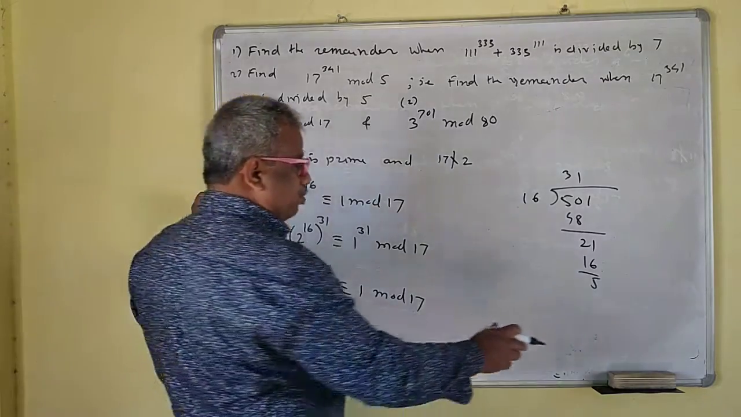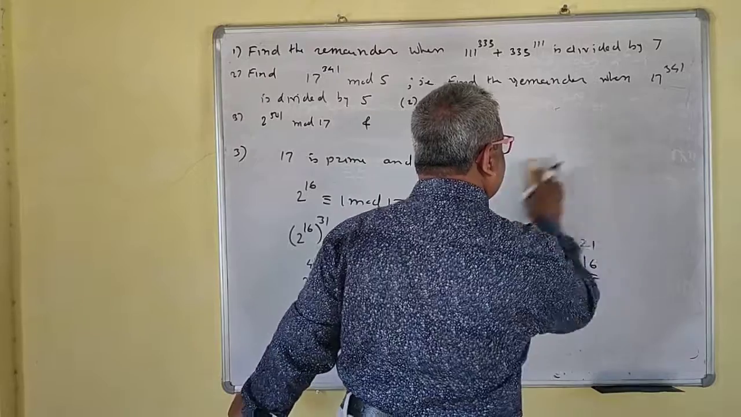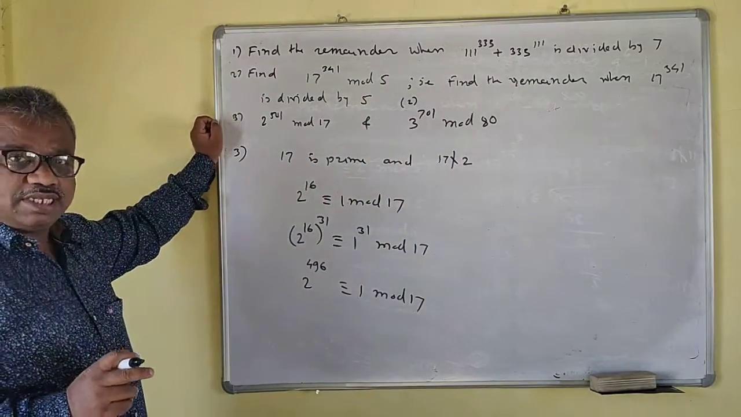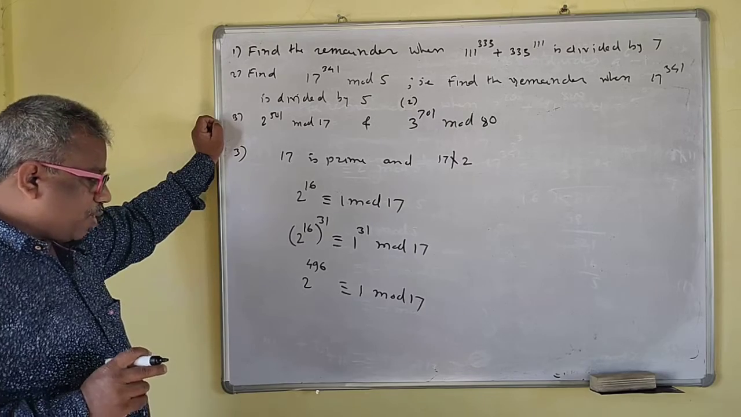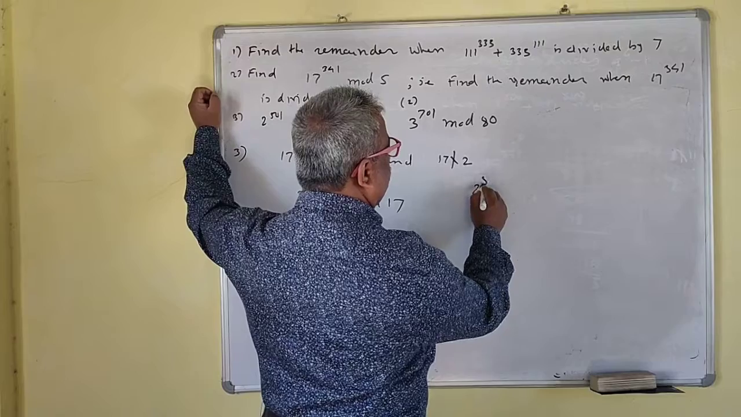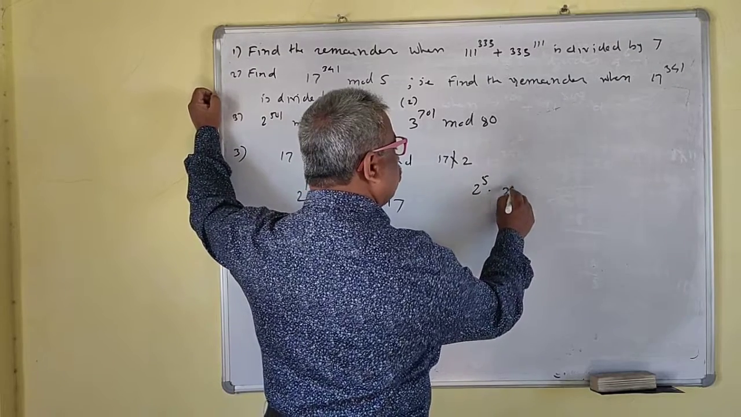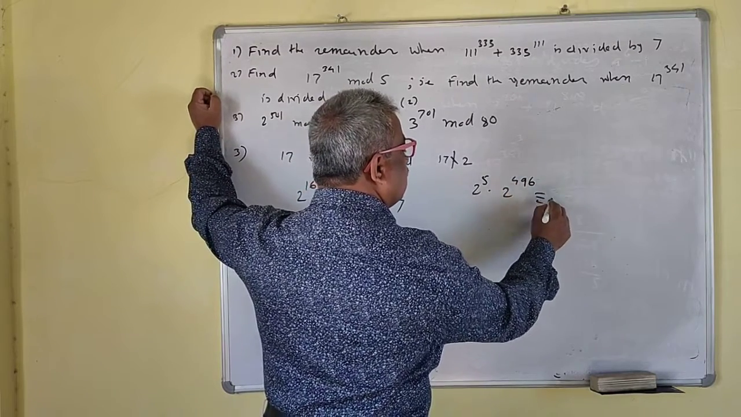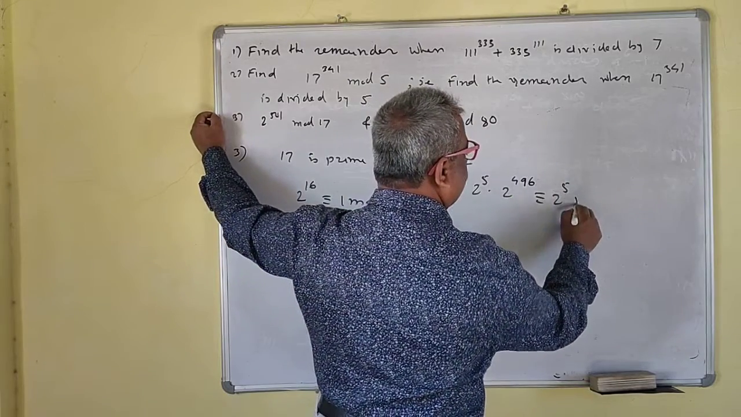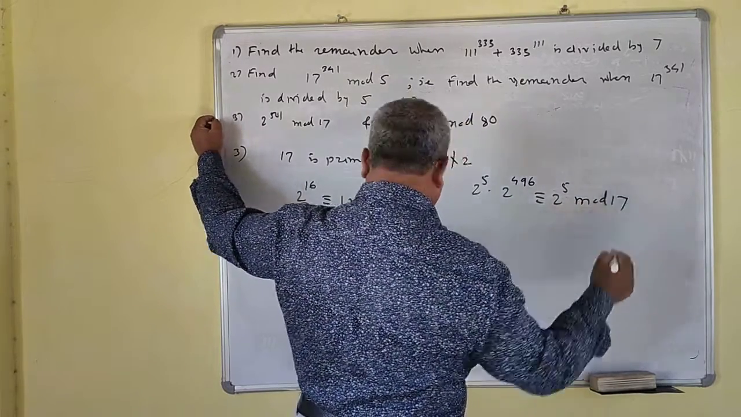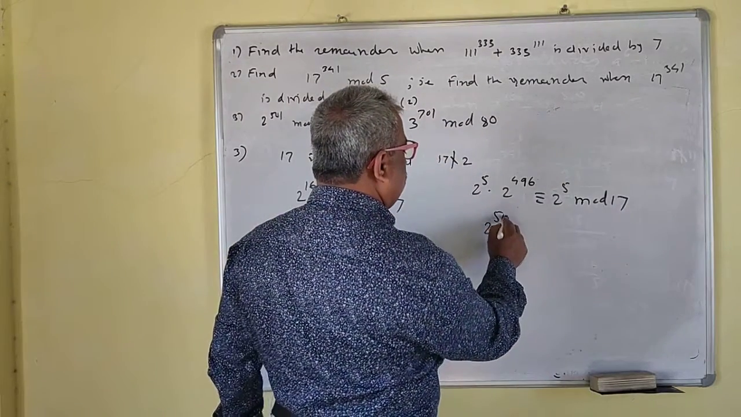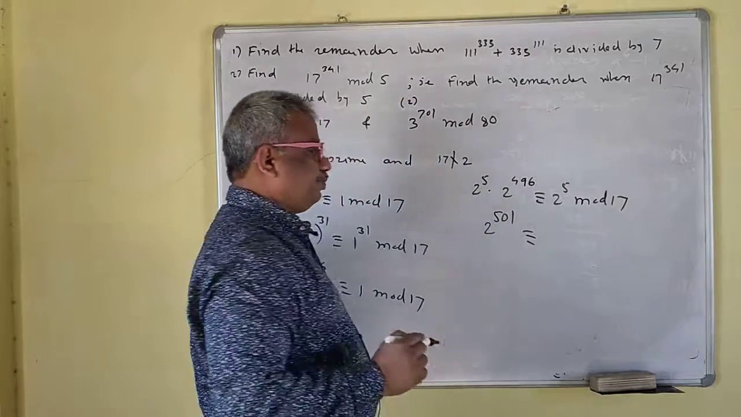So what will I do? I know 2 to the power 4 is 16 and 2 to the power 5 is 32. So I will multiply by 2 to the power 5 on both sides. 2 to the power 5 into 2 to the power 496 is congruent to 1 into 2 raised to 5 mod 17. Now this is 2 raised to 501. We get this.